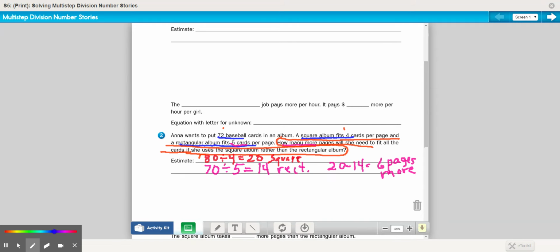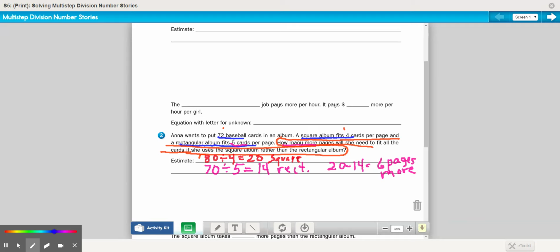So let's go ahead and solve and get the exact answer now. We're going to have to do 72 cards for both problems, but we've got a square album, which fits 4 cards per page, and a rectangular, which fits 5. So we're going to do 72 divided by 4, and then we'll do 72 divided by 5.